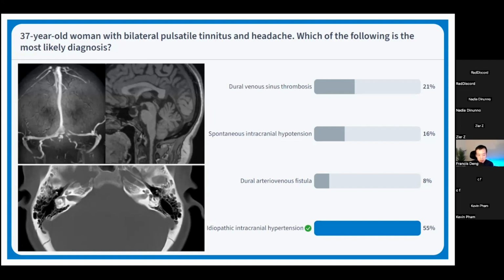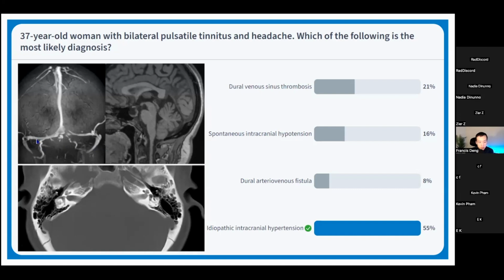Now, this is often accompanied by the imaging findings as follows. On an MR venogram, we can see stenoses of bilateral transverse sinuses at the lateral portion, at the junction between transverse and sigmoid sinus. We can see a little defect here that is usually due to a large arachnoid granulation.